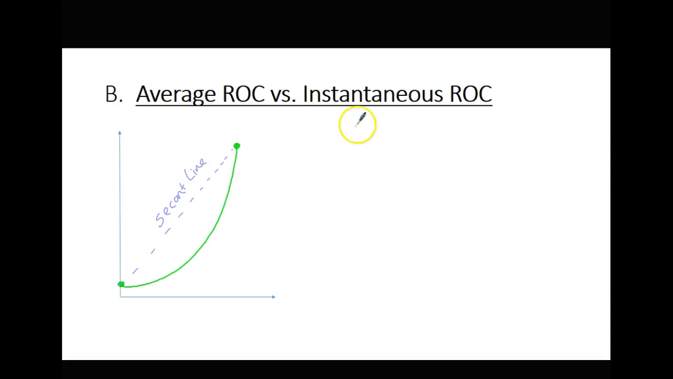All right, so the slope of the secant line tells us the average rate of change. It tells you, on average, how much change occurred over that time period. Okay? But not an exact one, right? It's just an average.